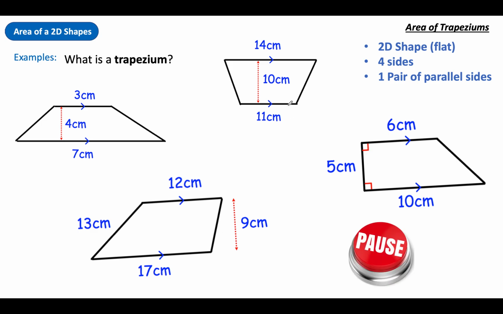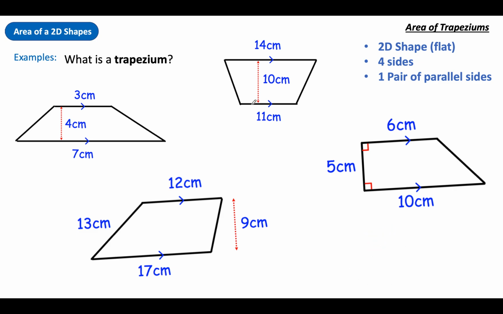Look, they've all got a pair of parallel sides. Nothing else is parallel. I know we got a few different bits and pieces on these. Parallel sides, 4-sided shape. Parallel sides, 4-sided shape. Okay.